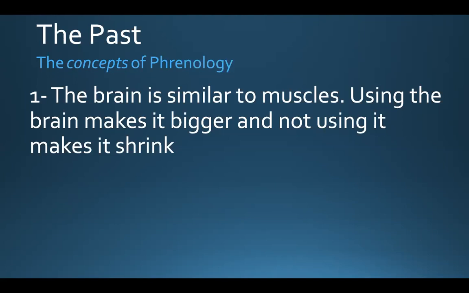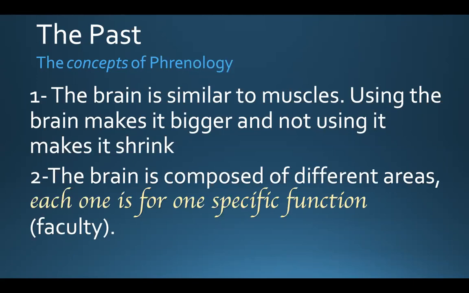So the same, when you use the brain, it gets bigger. If you don't use the brain, it shrinks. Second concept is that the brain is composed of different areas, each one area for one specific function. Like a company, it has a marketing department, a sales department, a manufacturing department, human resources. Each one is a specific location, each one has a specific function.